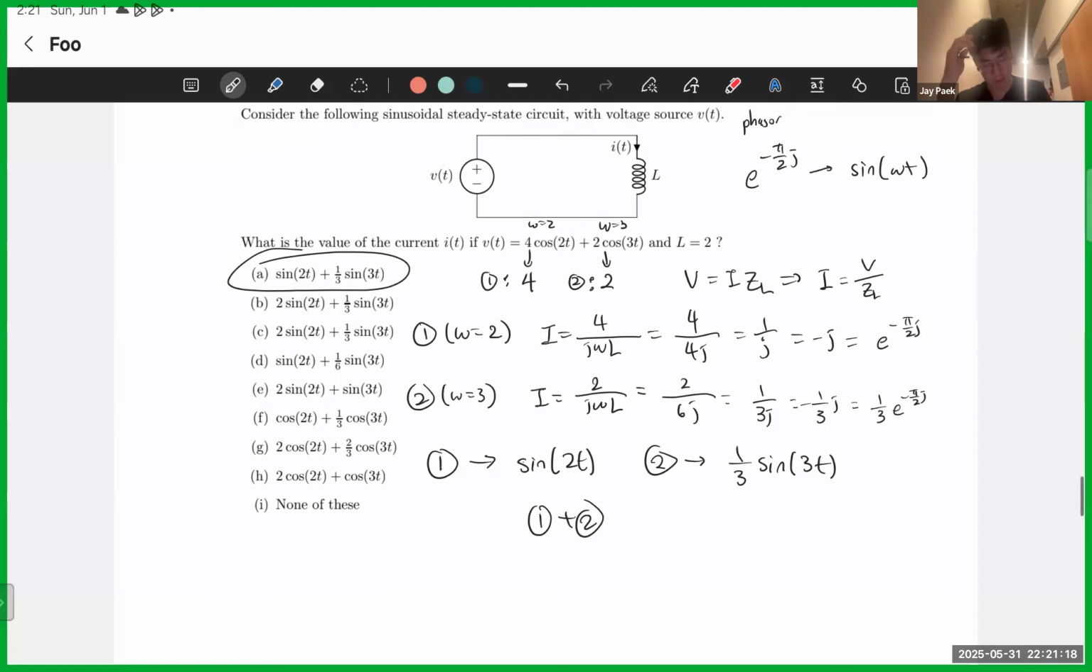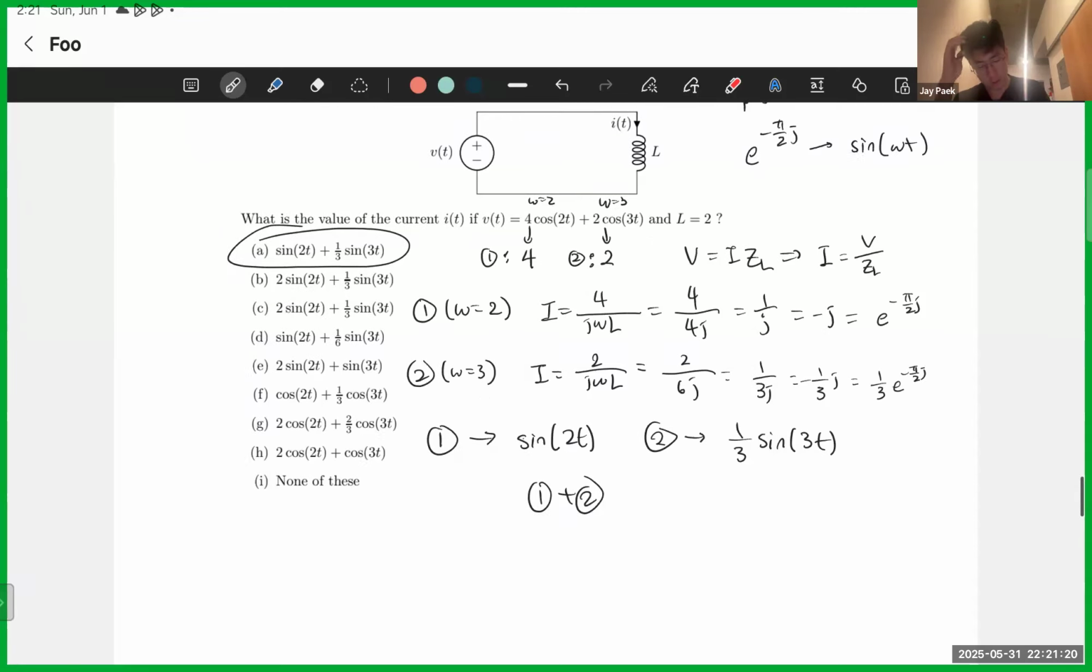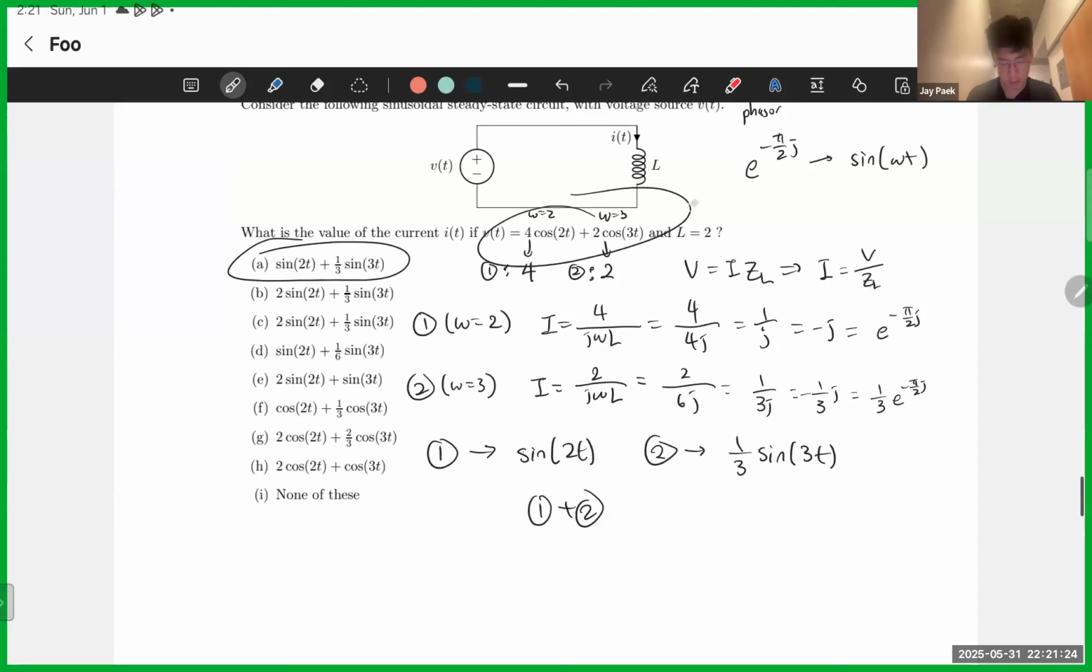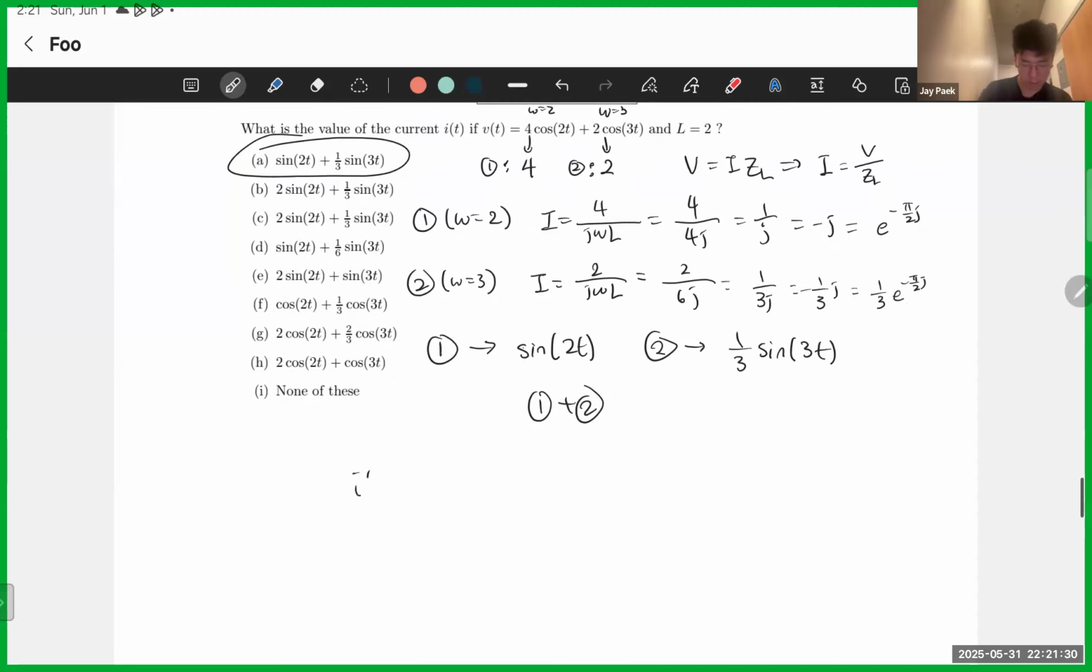It really depends, right? All you would need to do is just take the integral of this function, because i of t is equal to the integral of 1 over L v(t) dt. So you could just do that, and that will save you a lot of time.